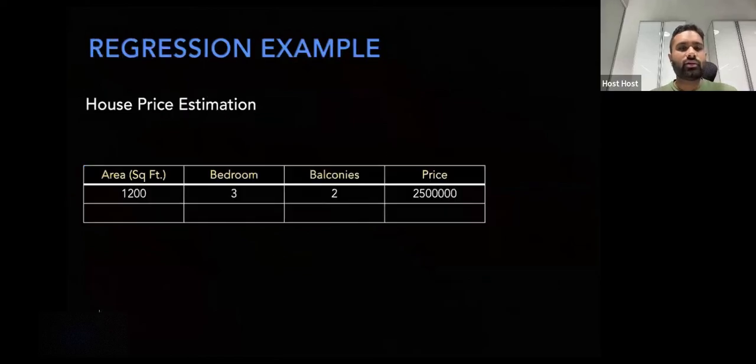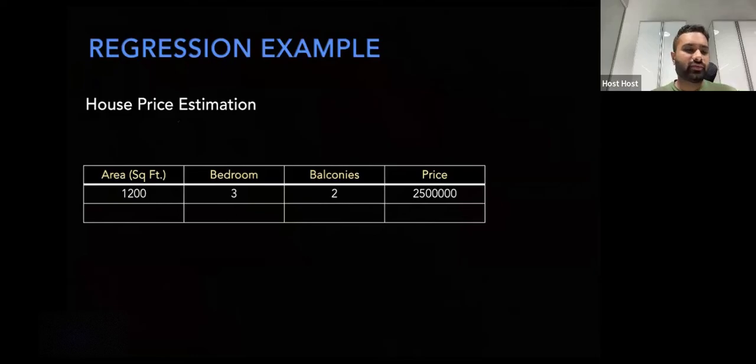For a regression problem, one very frequently used regression problem is a housing price prediction problem. So given certain attributes and certain features of a particular house, we are supposed to estimate its selling price. For now, I'm considering three features only: area, bedroom, balcony, and using these three features or multiple features, it could be more than three features as well, we are supposed to estimate the selling price of the house.